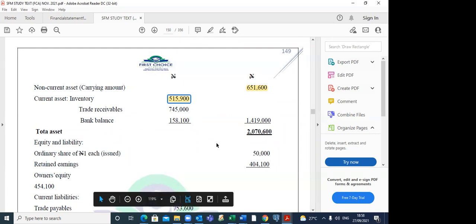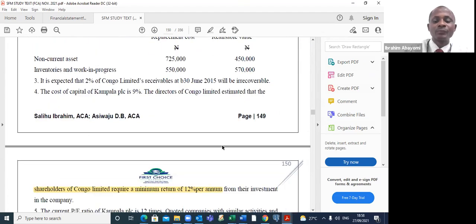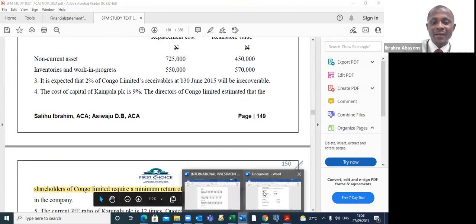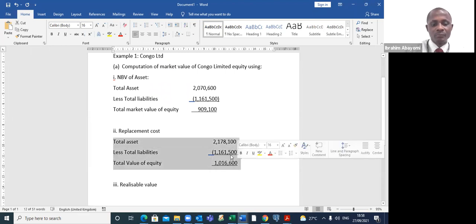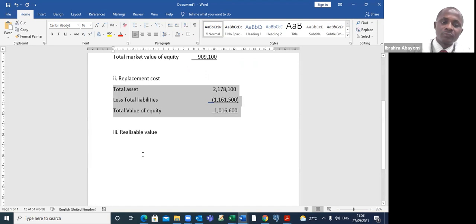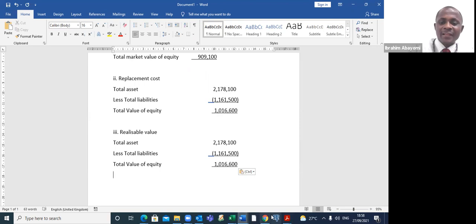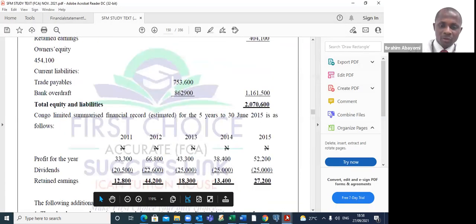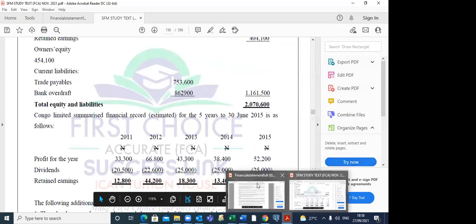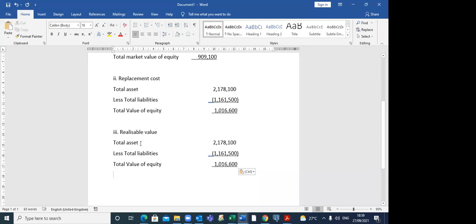Okay, sir. Is it clear now? Yes, sir. So that's what we mean by replacement cost. Now, for net realizable value, what will be our total asset? Let's go and get our total assets. Let me do the breakdown of this one, don't worry.